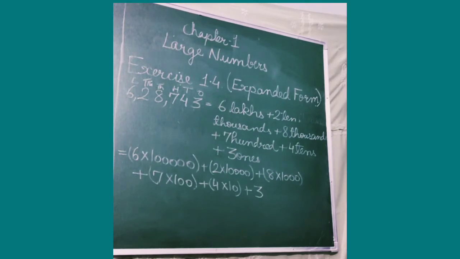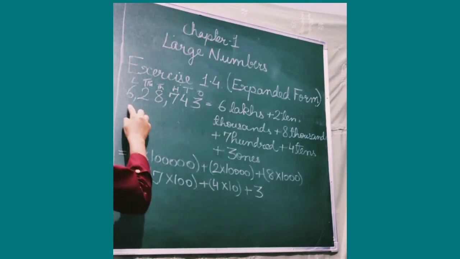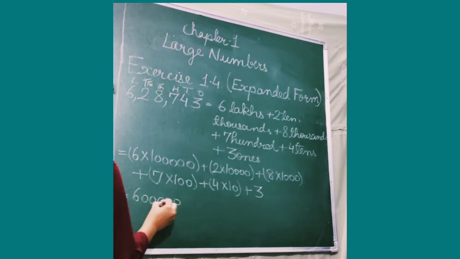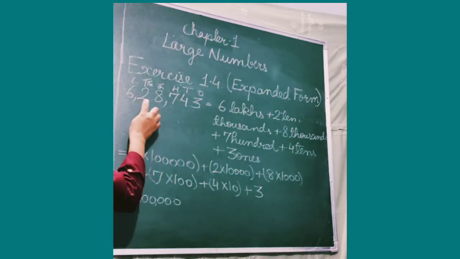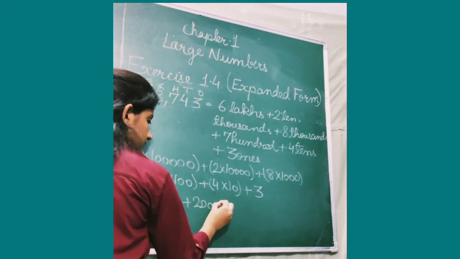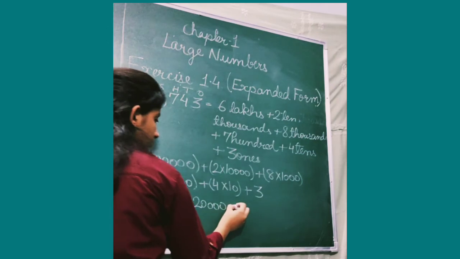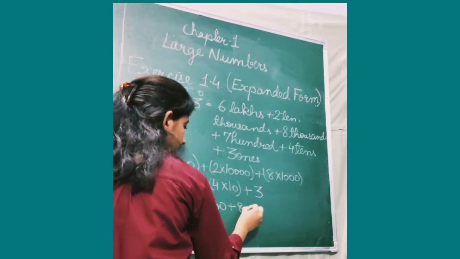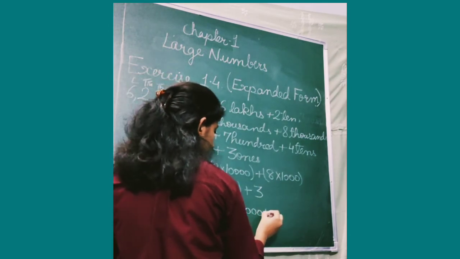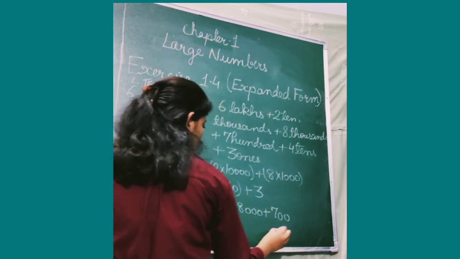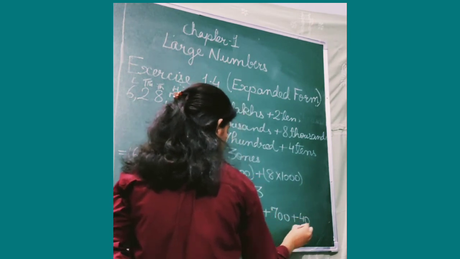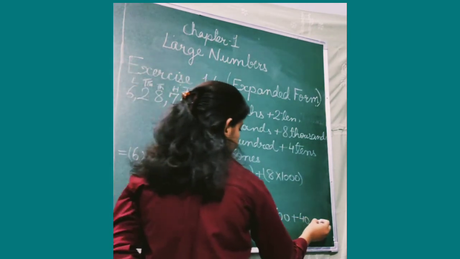Okay. Now, third one. 6 lakh plus 20,000 plus 8,000 plus 700 plus 40 plus 3.